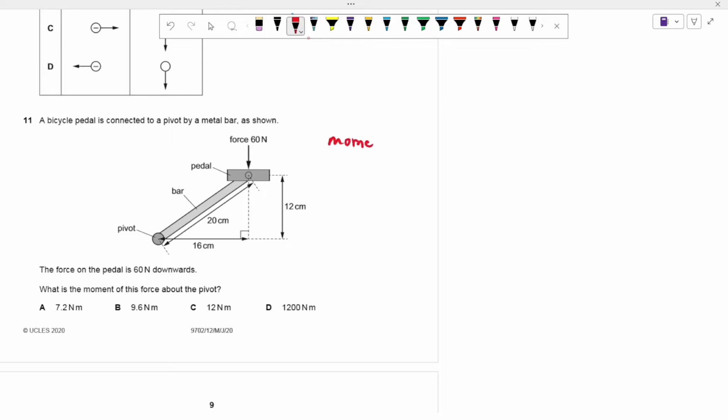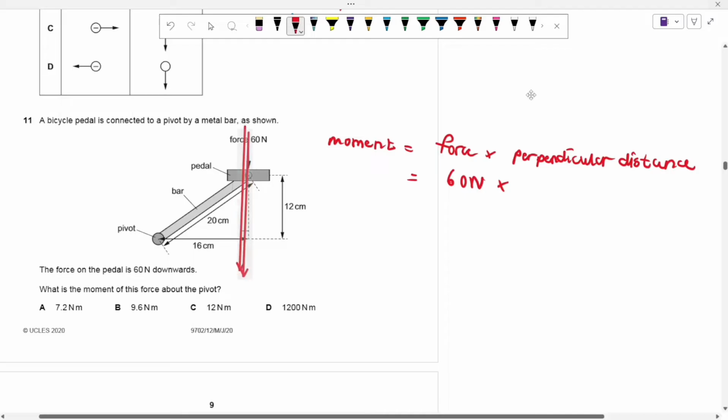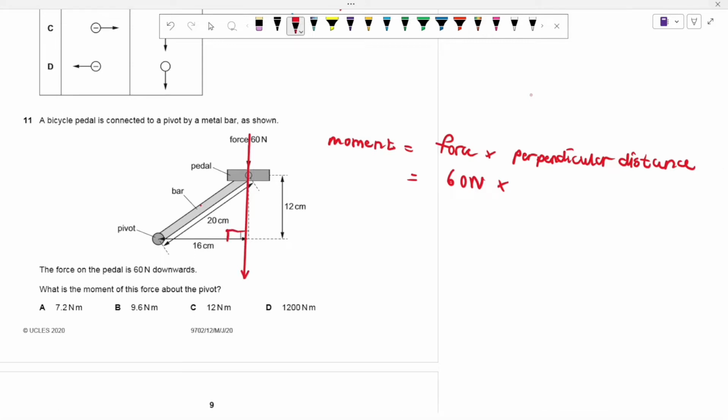We know that the moment of a force is basically equal to the force itself times the perpendicular distance from the line of action of the force to the pivot. So if you look at this, what is our force? Our force is 60 newtons, times what is our distance? We have this force that is going down like this. This is the line of action of this force. What distance is perpendicular to this? It's this distance, right? This 16 centimeters is the one that is perpendicular.